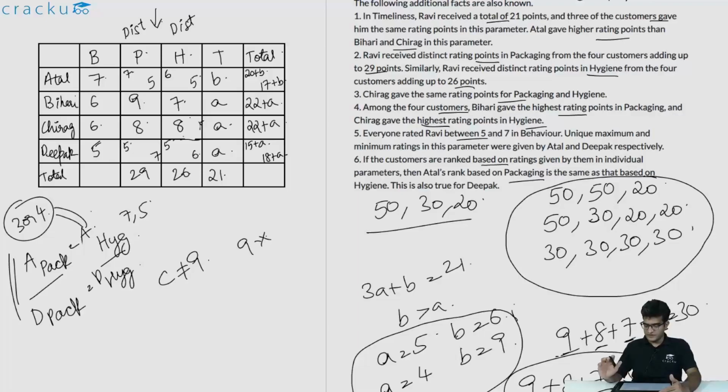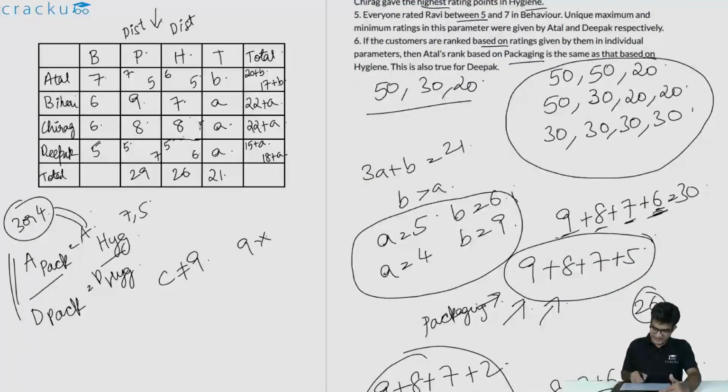What can we infer now? We know that the value of A is either 4 or 5. In both the cases, the scores of Bihari and Chirag will be greater than or equal to 25. So Bihari will give a bonus to Ravi. Similarly, Chirag will give a bonus to that guy because in all the cases, this score is greater than 20. So the number of bonus is at least equal to 2. So it can't be this case. It can't be this case.